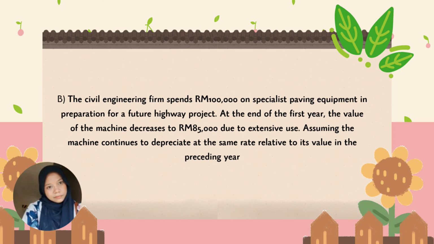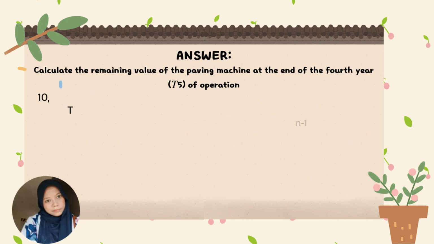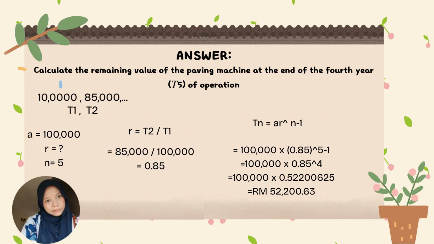For B, we need to identify the key information. It says the initial value of the equipment is 100,000, so we can define this as our first term. At the end of the first year, the value decreased to 85,000, which is our second term. After we insert the information, we can find a, which is 100,000 in the first term. To find the common ratio r, term 2 divided by term 1, which is 85,000 divided by 100,000, equal to 0.85. Since the question was the end of the 4th year, our position n will be 5.